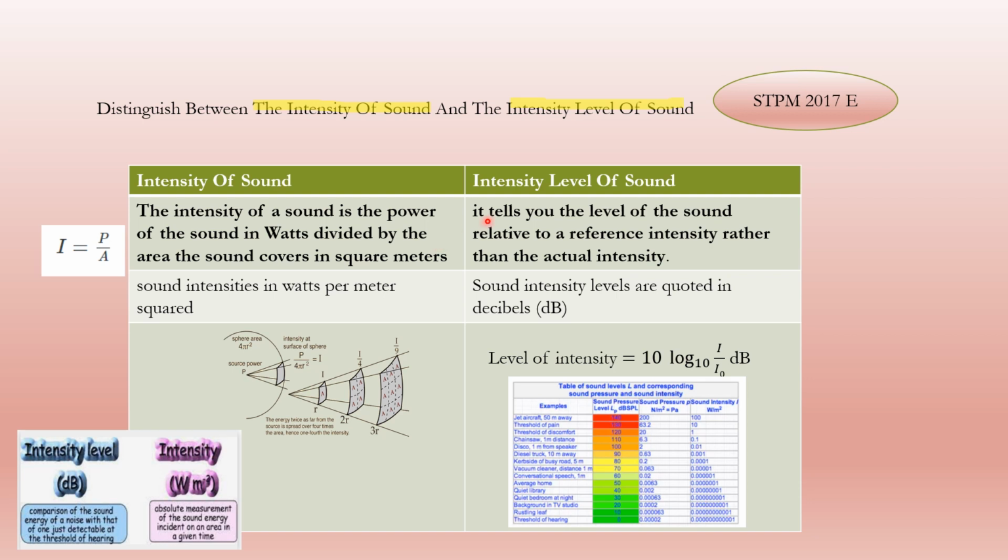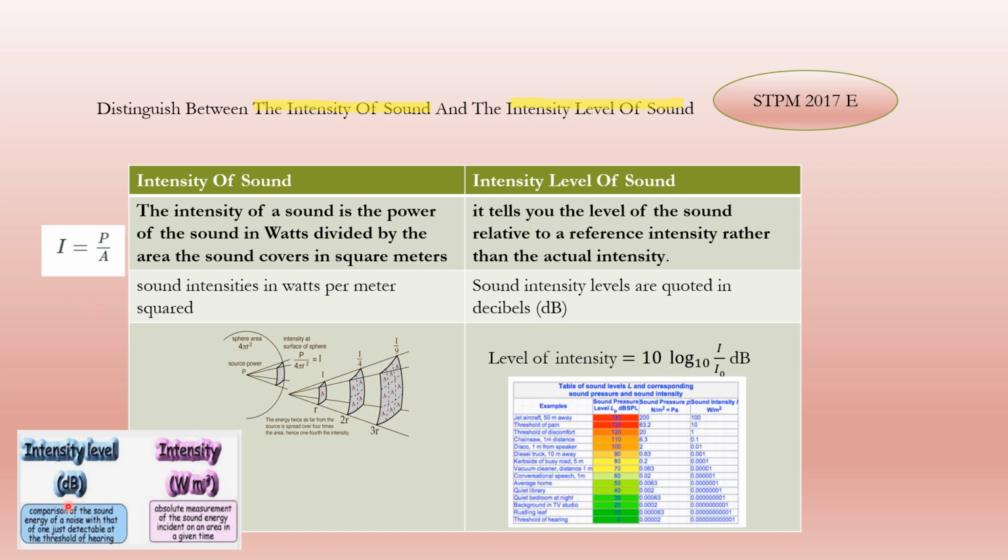But intensity level of sound tells you the level of the sound relative to a reference intensity rather than the actual intensity. That means in the formula, the reference intensity will be the threshold of hearing. This I0 is a reference intensity. Now, intensity of sound is measured in watts per meter square, but level of sound is quoted in decibel. So this is the formula and this one is the formula here.